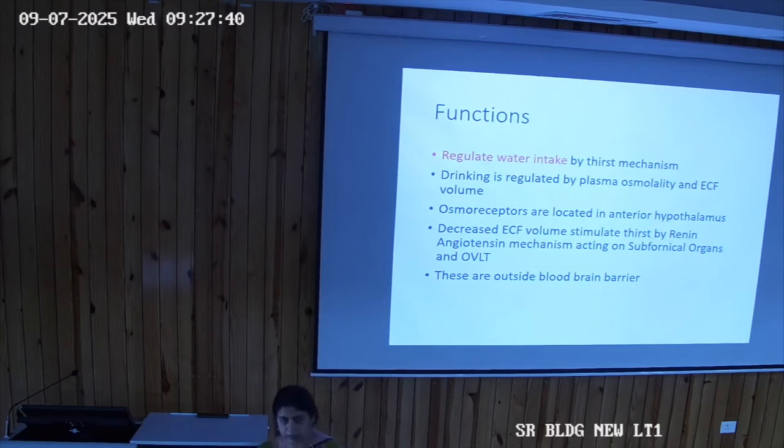Collecting duct and the distal later part of the nephron, collecting duct and... So these are the regions which are getting affected by ADH. Yeah. So hypothalamus का क्या function हो गया?